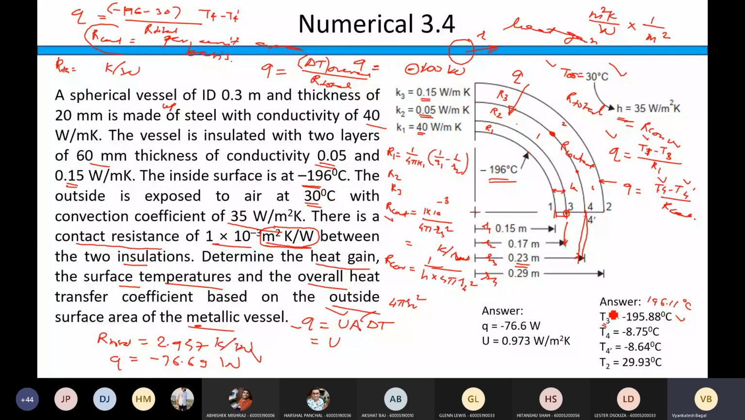So I think this was 1.5 into 10 raised to minus 3, something like that, right? Our contact resistance. And check this T4 dash. Now, as the contact resistance value is very small, you will again see a very small difference in temperature at the interface. So T4 minus T4 dash will be very small.